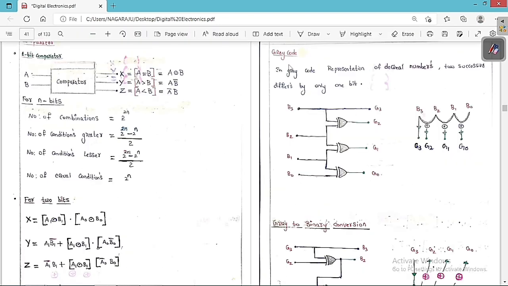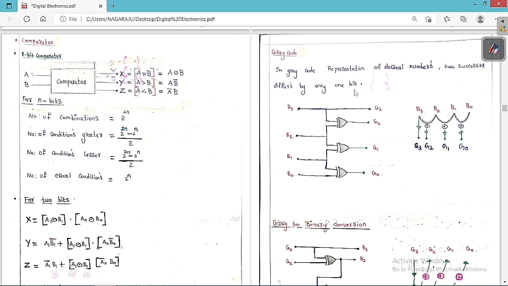Now we are going to learn another new concept called the Gray code. In Gray code representation of decimal numbers, two successive codes differ by only 1 bit. So if you take the Gray code from the corresponding binary bits, two successive Gray codes are going to differ by only 1 bit.